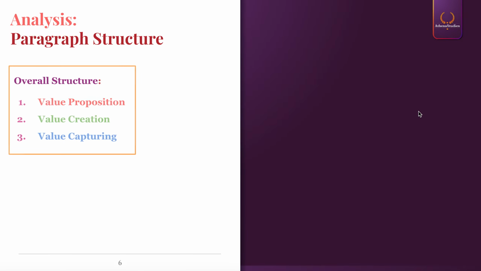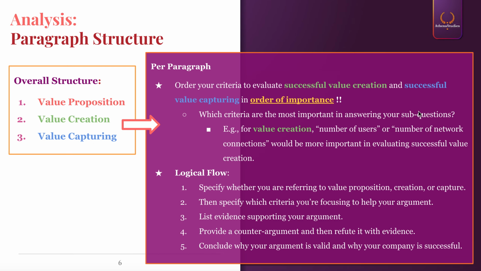And then the last thing I want to do is, so I went big picture, the three main sections that you need to have in your analysis. And now I'm just going to dive into the details of it. So you have your overall structure. Like I said, value proposition, creation, and capturing. Those are the three main sections that you need to have in your analysis. And then from there, we can go into, per paragraph or per section might be better.